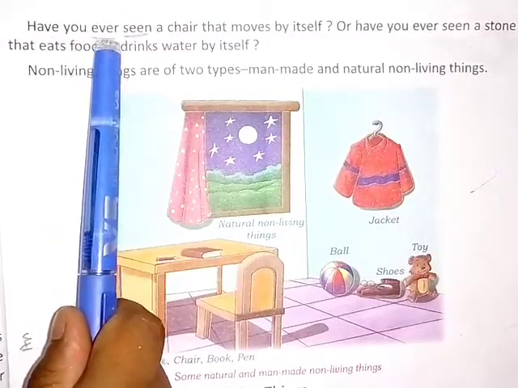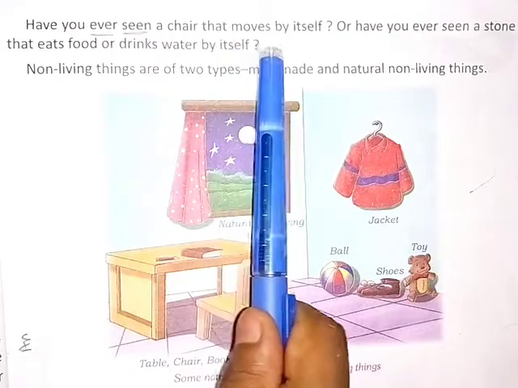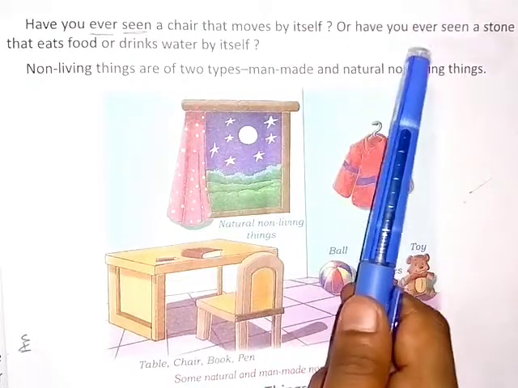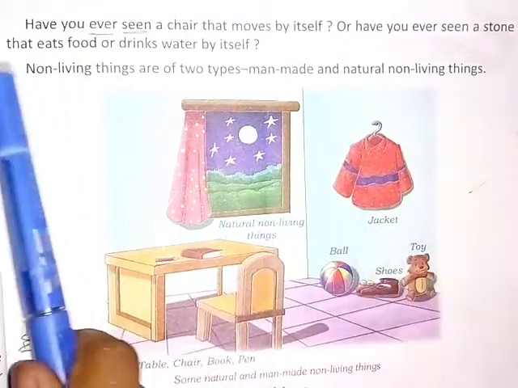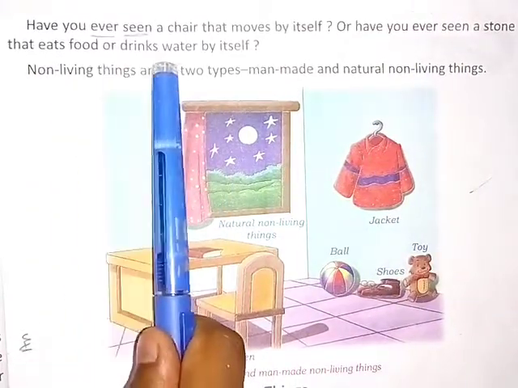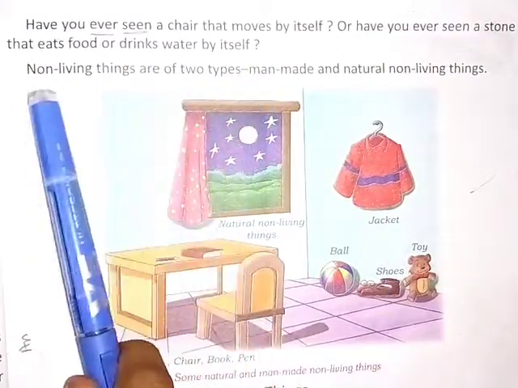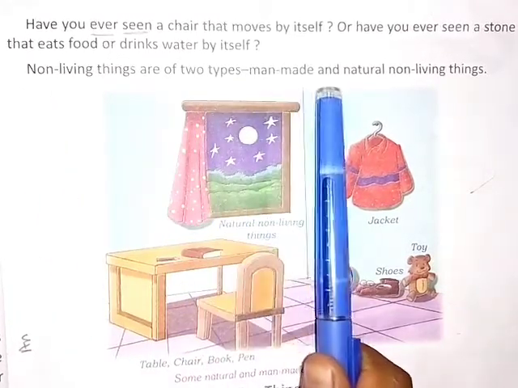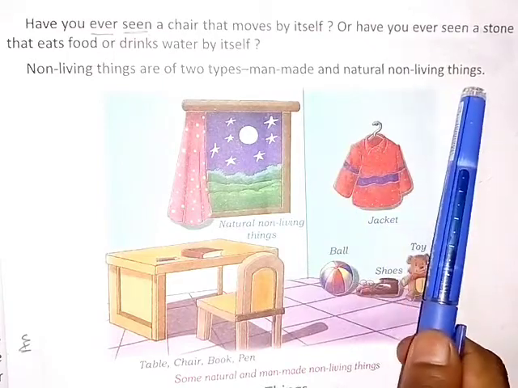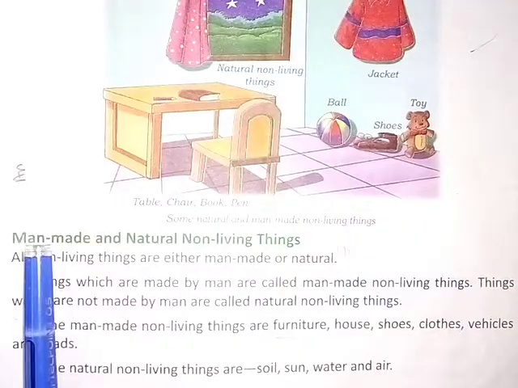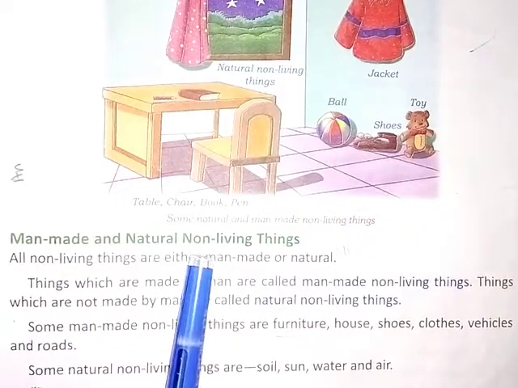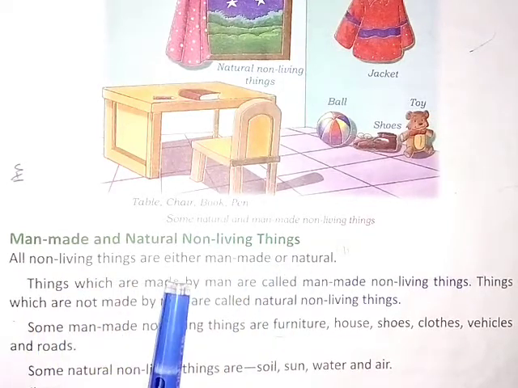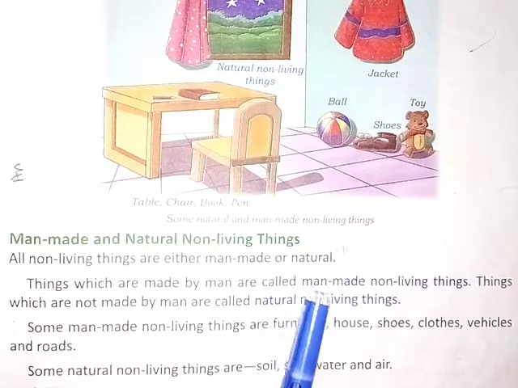Have you seen a chair that moves by itself? Or have you ever seen a stone that eats food or drinks water by itself? Non-living things are of two types: man-made and natural non-living things. All non-living things are either man-made or natural.